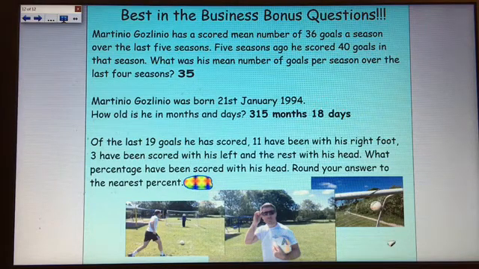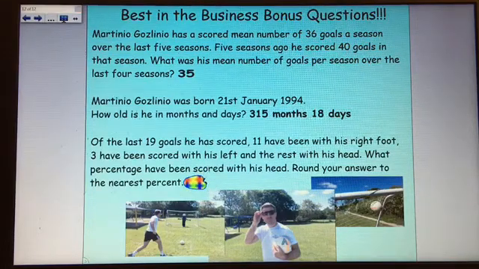So 5/19. So we need to turn that into a decimal and a percentage. To turn 5/19 into a decimal, you do 5 divided by 19, which is 0.26 if you rounded it to 2 decimal places, which would then be 26%.